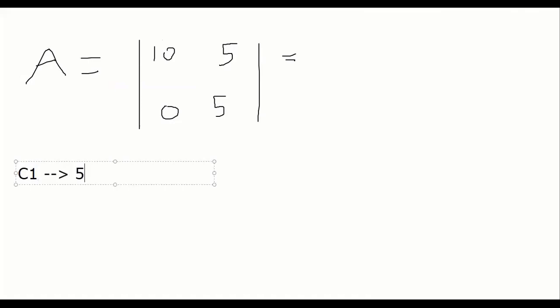You understood the property or not? Yes, sir. The property is: if you multiply any row or any column with any number, the value of the determinant also changes by that number.